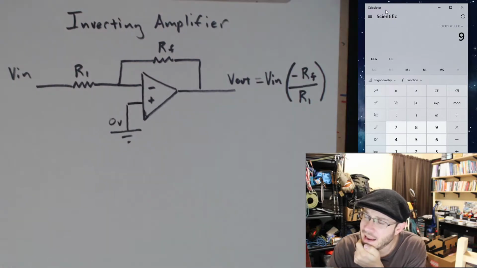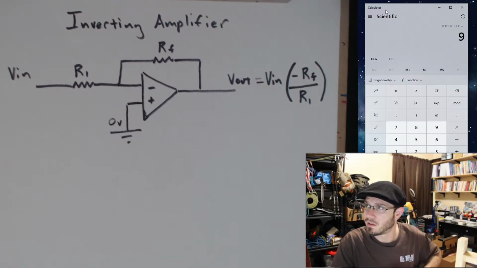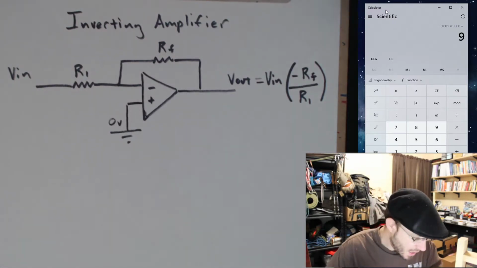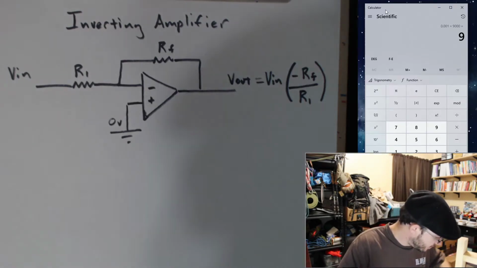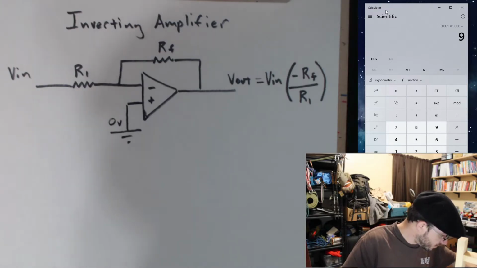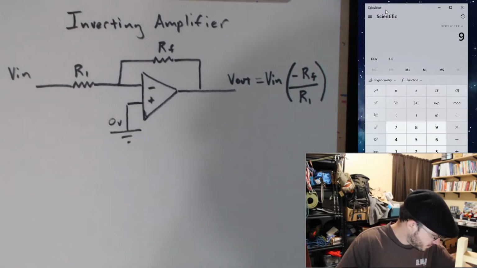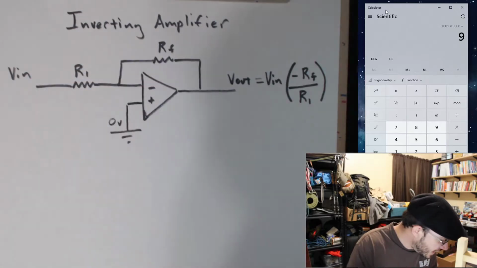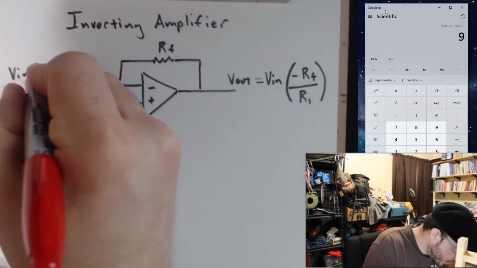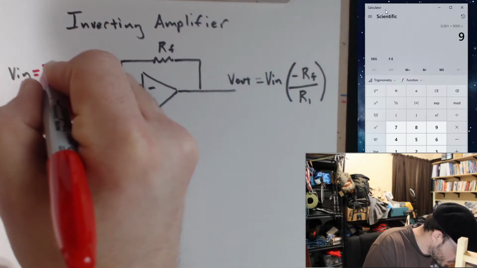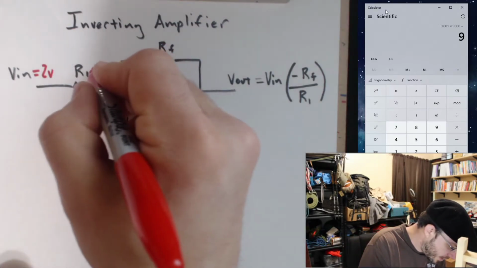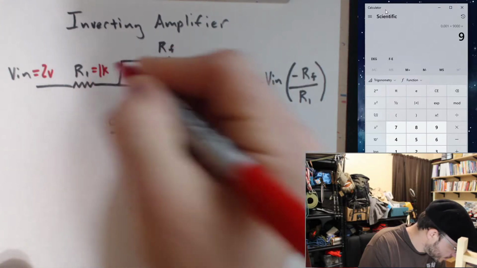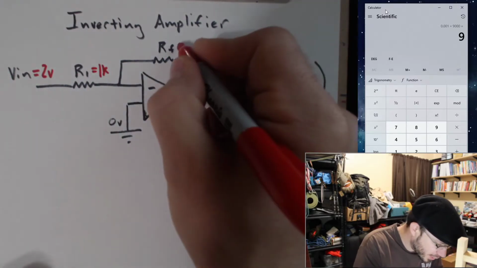But let's go ahead and give ourselves some values here. Okay, let's say V in is going to be 2 volts. Let's make R1 equal to 1K. Let's make RF equal to 1K.